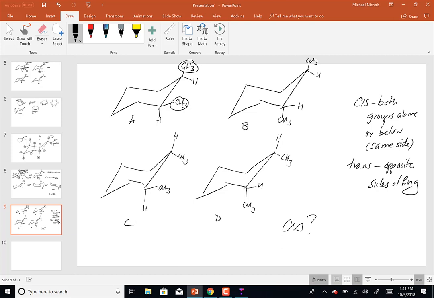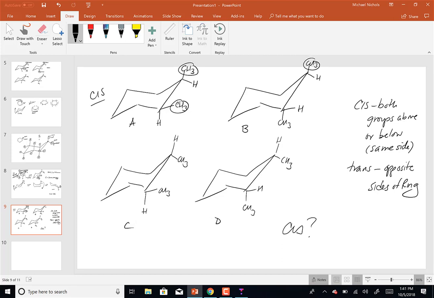Eclipsed is going to be a different thing. We'll get to that. So is everybody okay that's above? So those are both above, which makes that one cis. This one. This one. That makes this one trans. This one.